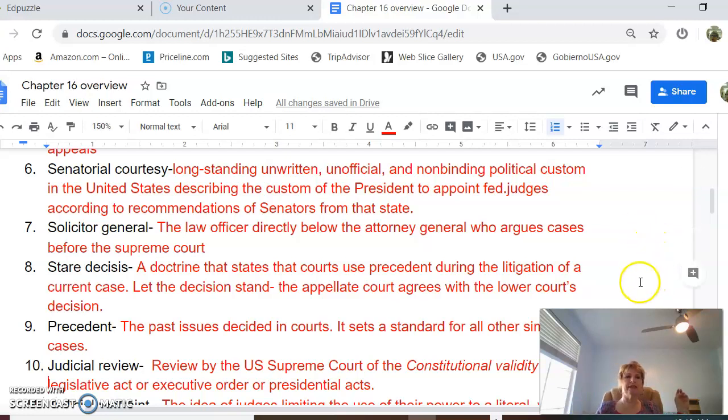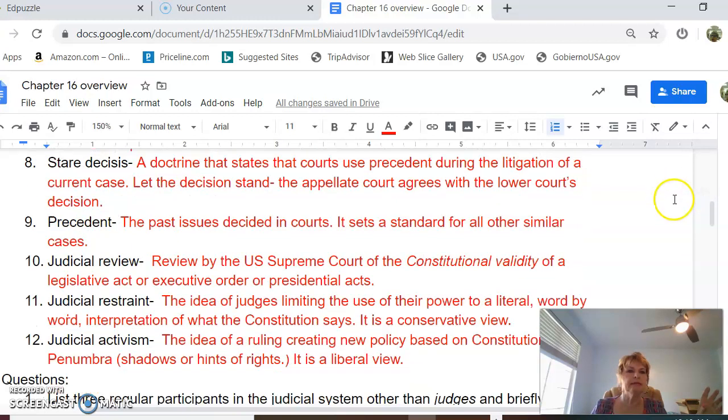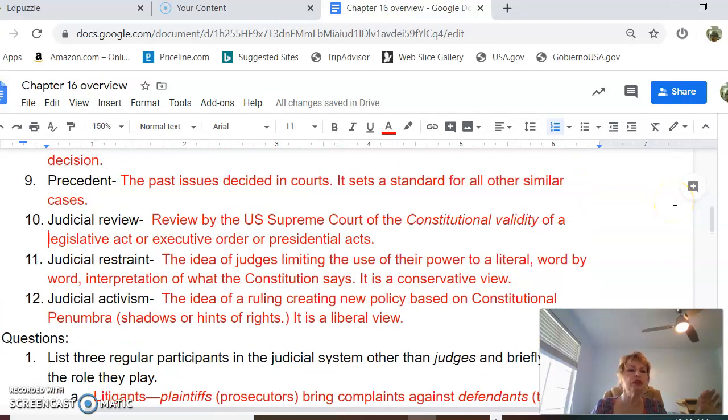Precedent, the past issues decided in courts. It sets a standard for all other similar cases. And then we have judicial review. This is the ability for the U.S. Supreme Court to rule on the constitutional validity of a legislative act or executive order or presidential acts. So they can say this law by Congress is illegal. It's unconstitutional. Remember, that's their superpower. Throw it out. And it throws out. It's gone.